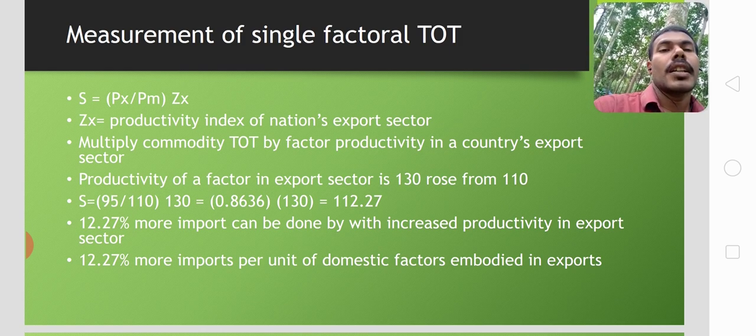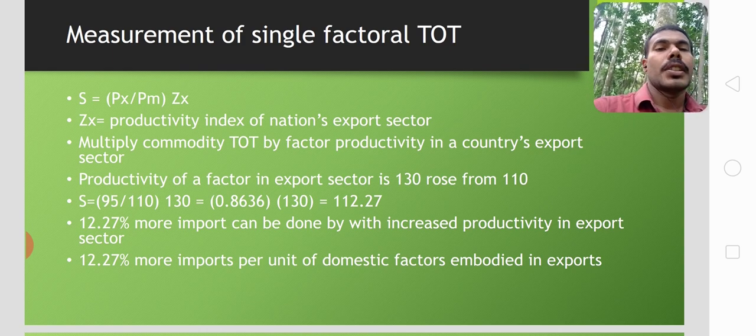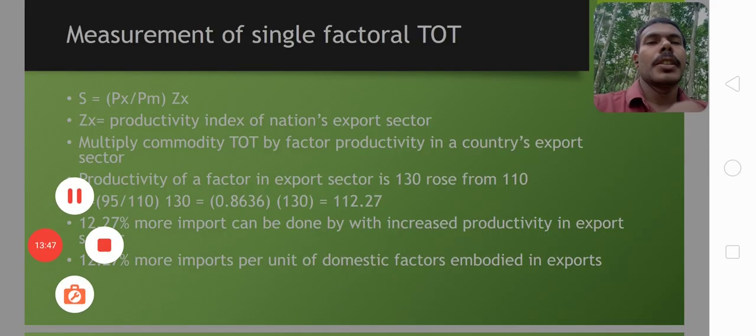This has happened although the price of export is less than the price of import, because the productivity of factors embodied in export rose significantly to 130 from 110. Remember, this is the productivity index. It is multiplied with the commodity terms of trade, 95 by 110, that is 0.8636, into 130, giving 112.27. So this is the way in which single factorial terms of trade can be measured.